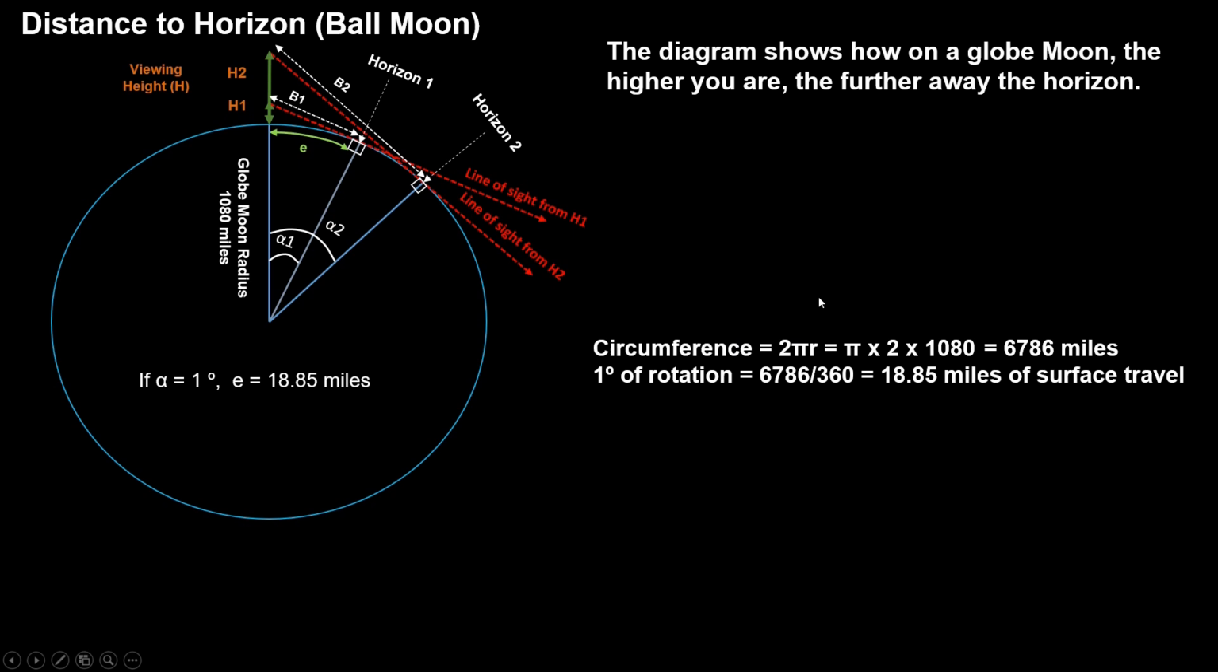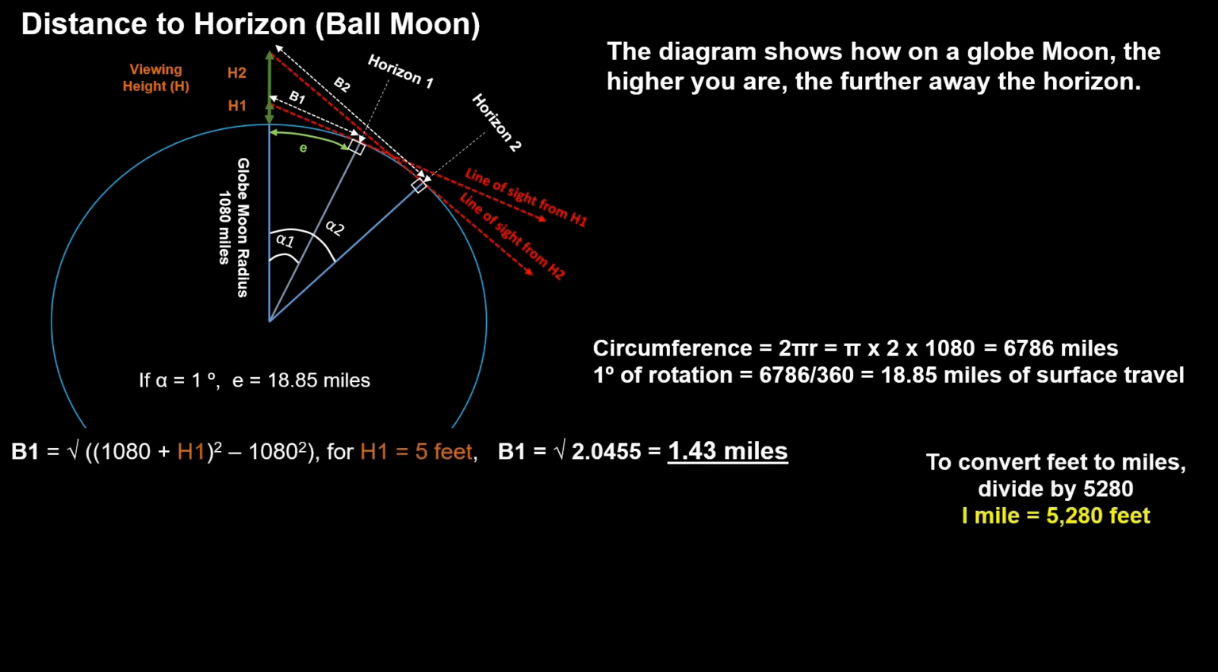So we can convert feet to miles by dividing by 5,280. So let's take a look. Okay, so B1 here, and we're looking at H1, and H1's 5 feet, so I've had to divide that in this equation by 5,280. 1 mile is 5,280 feet. So if we work all this out, B1 for 5 foot viewing height is 1.43 miles.